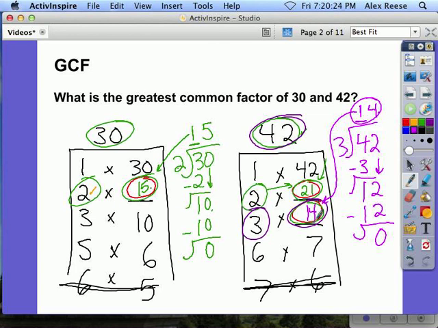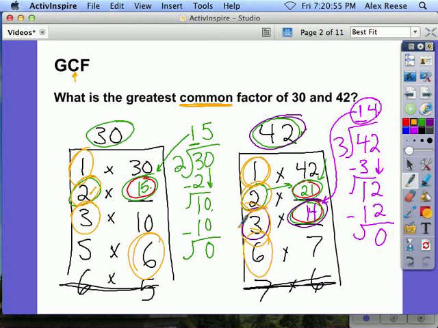Now I have all the factors of 30 and 42, and I need to look for the factors that 30 and 42 have in common. The C in GCF stands for common. So I see that 1 appears in both, 2 appears in both, 3 appears in both, 6 appears in both, and that looks like all of the common factors. 1, 2, 3, and 6.